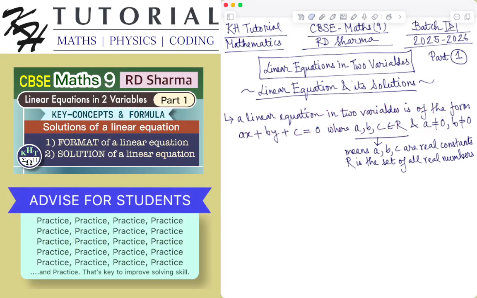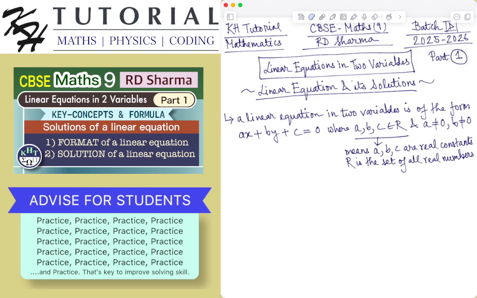Okay. So, what is a linear equation in two variables x and y? How does it look? It is of the format ax plus by plus c equals 0, where a, b, and c are some real constants. I have written that as a, b, c belongs to R, where R is the set of all real numbers, which is basically an infinite set.